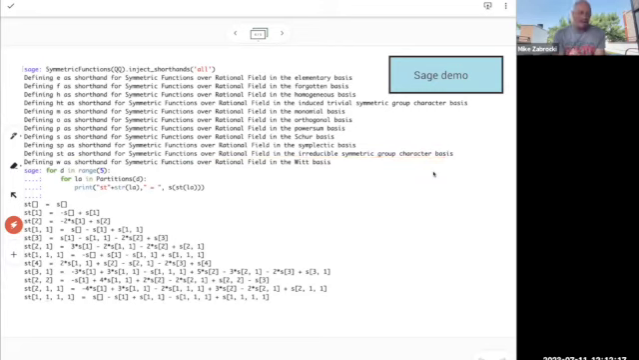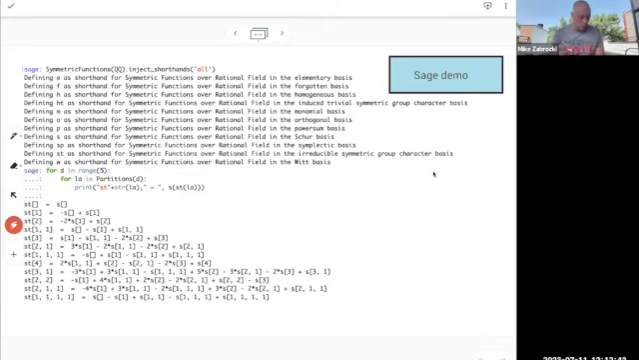The ST is shorthand for the irreducible symmetric group character basis. And HT is the one I'm going to cover today, the induced trivial symmetric group character basis. The induced trivial character has Frobenius image H lambda. So I want a basis whose Frobenius image is a single H lambda.